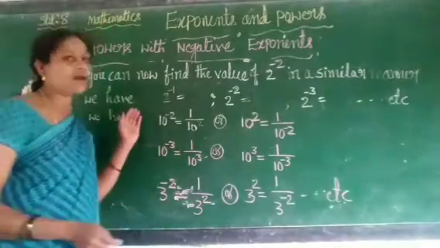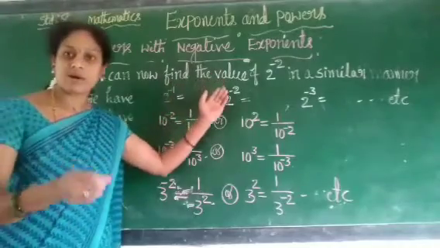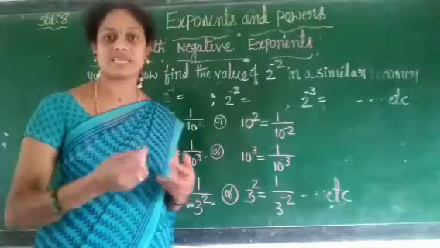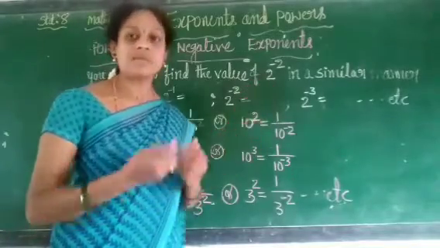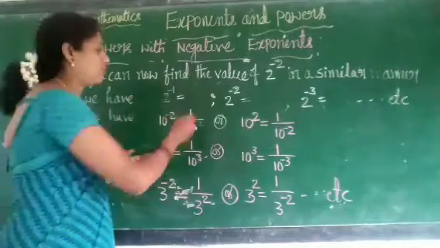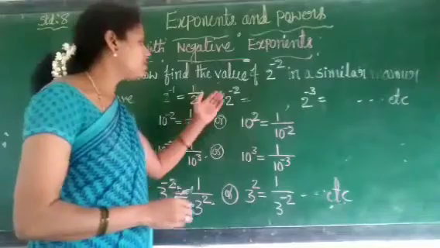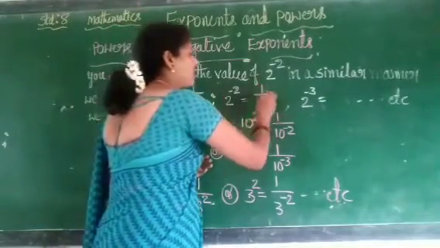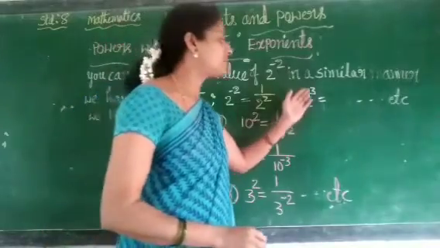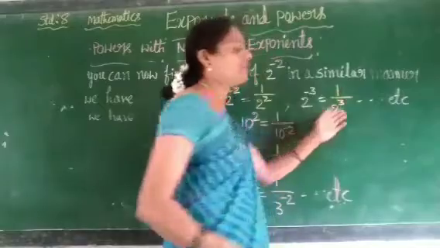You can now find out the value of 2 to the power minus 1, 2 to the power minus 2 and 2 to the power minus 3, etc. In a similar manner, we know 2 to the power minus 1 is equal to 1 by 2. Again, 2 to the power minus 2 is equal to 1 by 2 square, and 2 to the power minus 3 is equal to 1 by 2 to the power 3, etc.